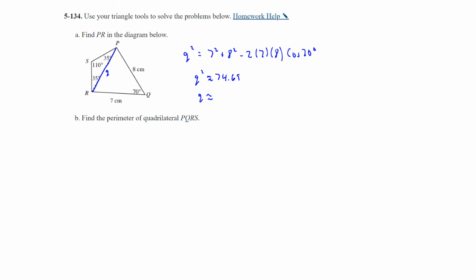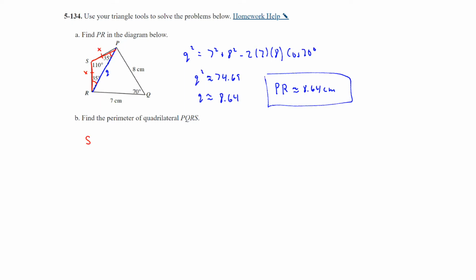So I got 74.69 approximately, took the square root of that, and q is approximately 8.64. So PR is approximately 8.64 centimeters. Part B, find the perimeter of the quadrilateral PQRS. So we're missing this length and this length, but they will be the same. They are congruent because we have 35 degrees and 35 degrees. So we'll just call them X.